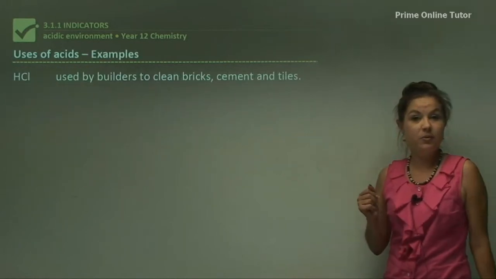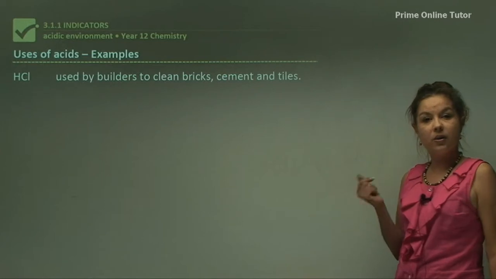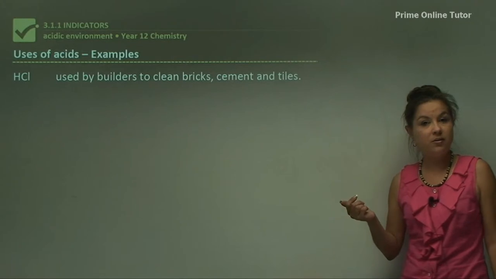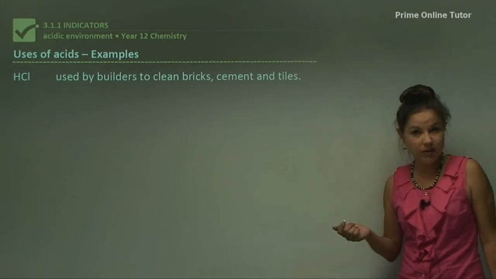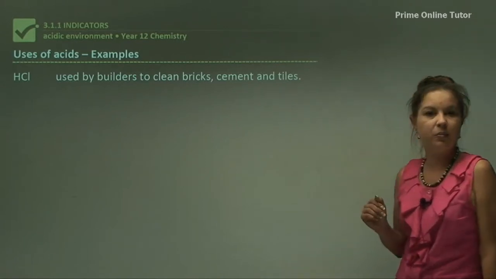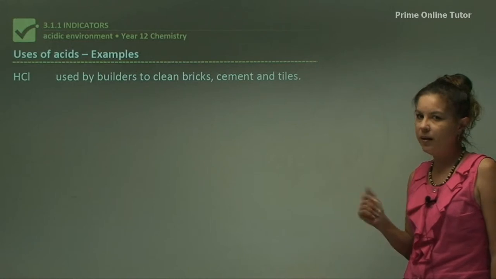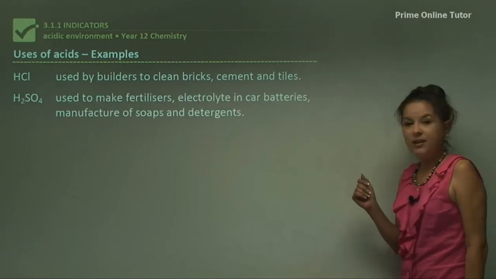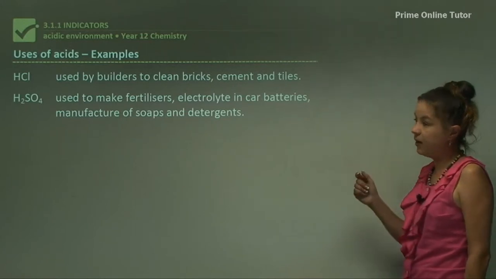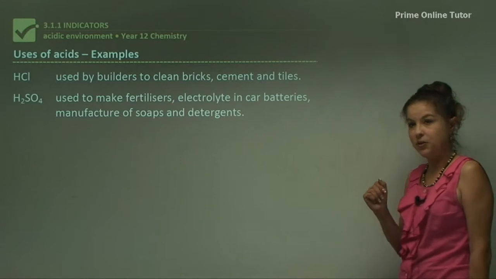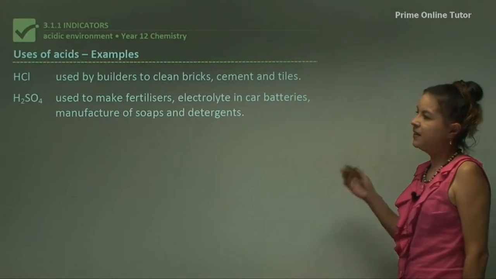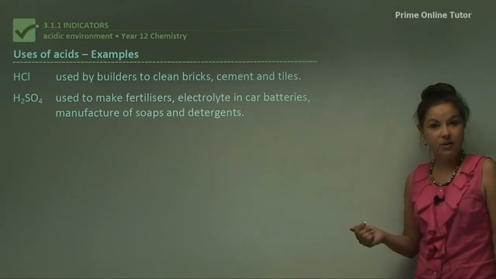So let's look at some examples of some acids. HCl, hydrochloric acid, used by builders to clean bricks, cement, and tiles. Also used as a catalyst in the laboratory, and also used with chemical synthesis to add a chlorine group. So HCl has many wide applications. H2SO4, sulfuric acid, used to make fertilizers. It's an electrolyte in car batteries, as the picture you saw before. That's sulfuric acid in car batteries. It's used for the manufacture of soaps and detergents.